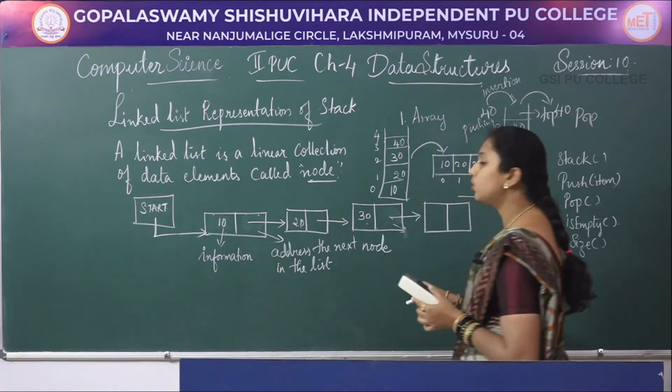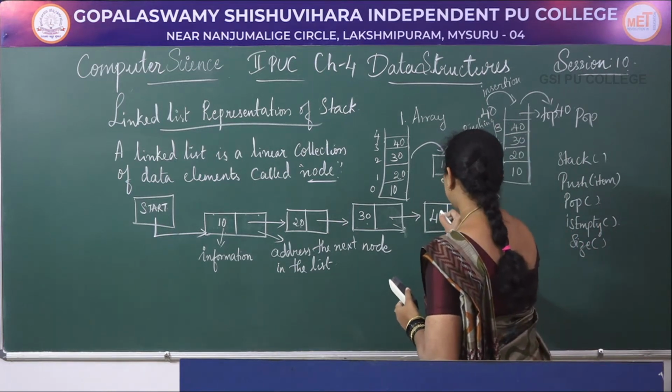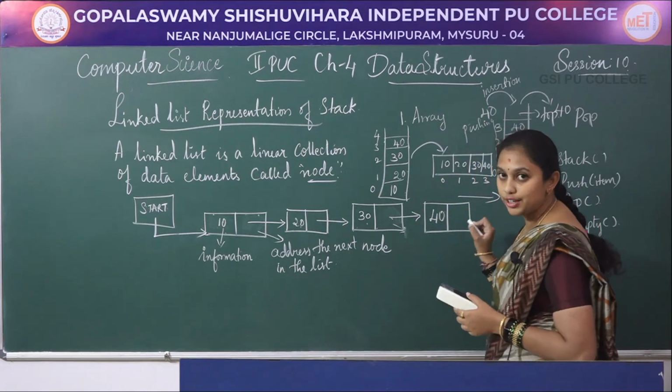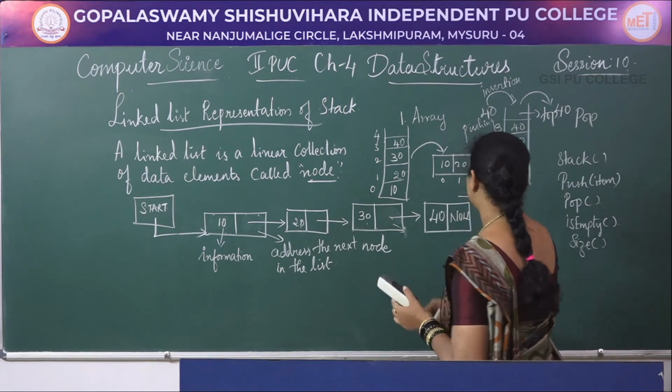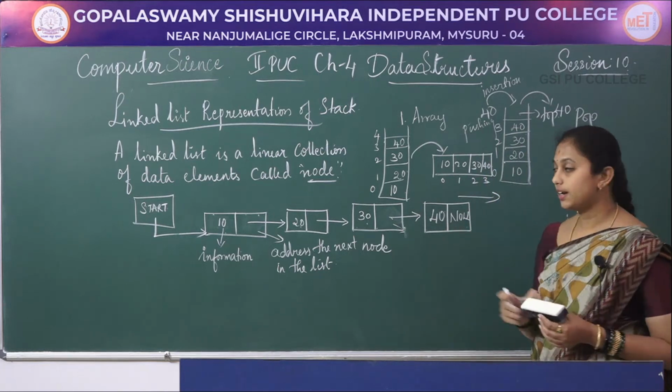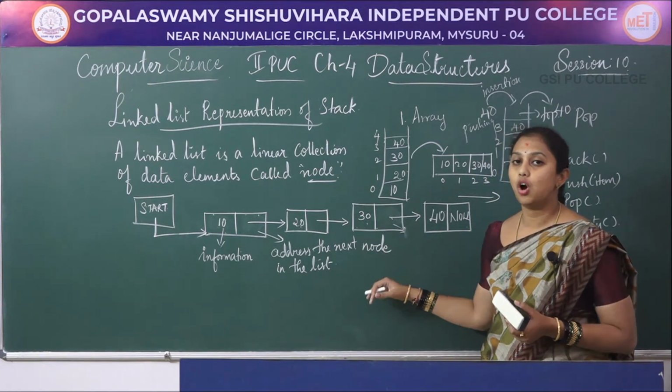So in the next node, I am going to insert an element called 40, and in the link field, I am going to write null. That is the end of the linked list. So this is about the insertion operation.